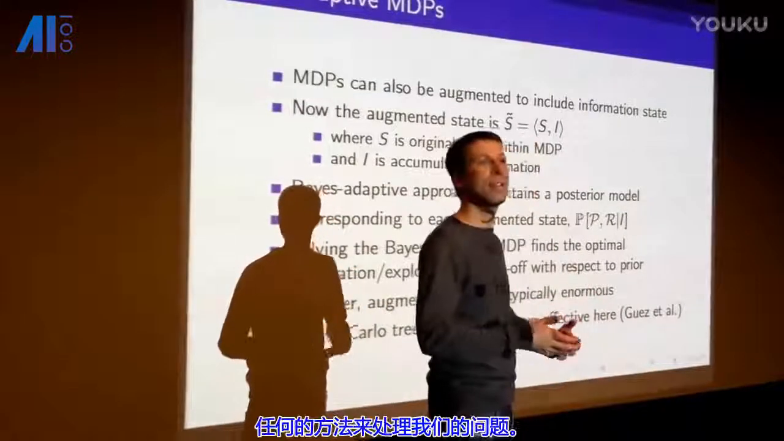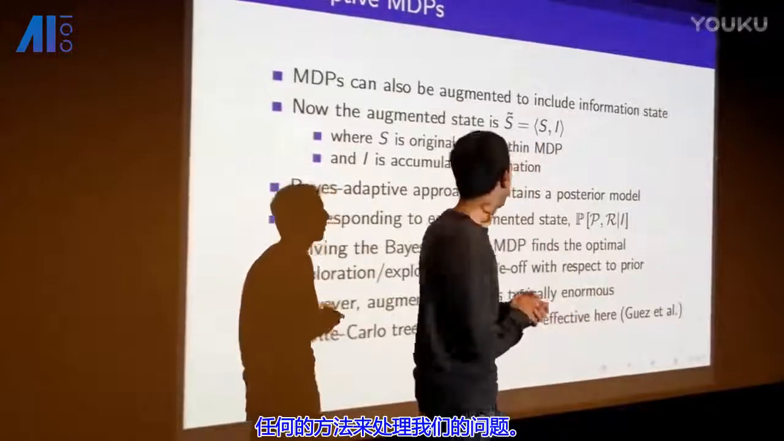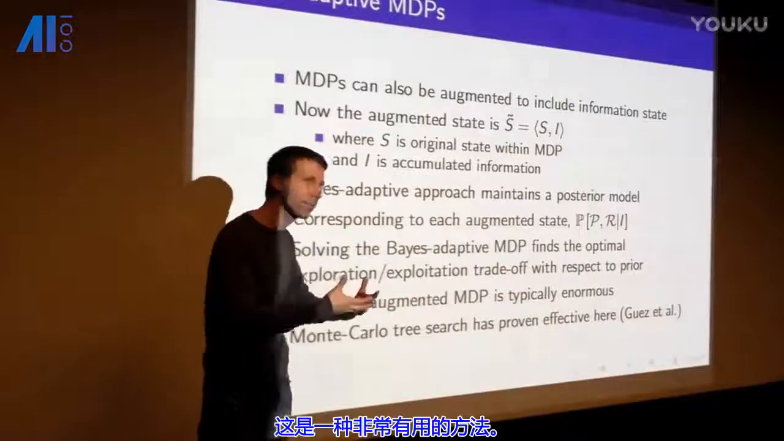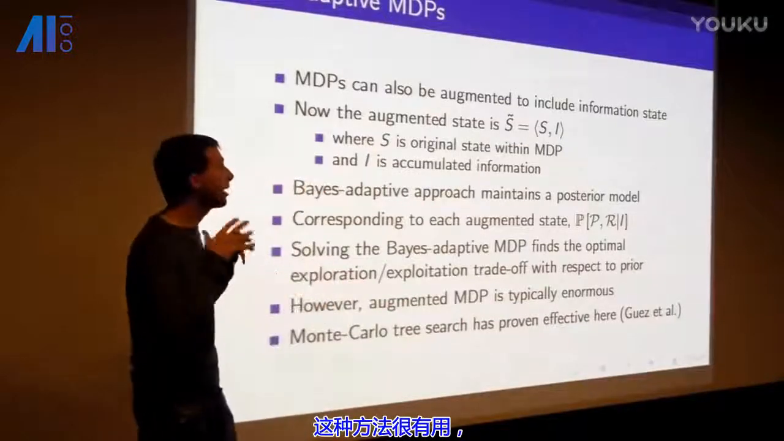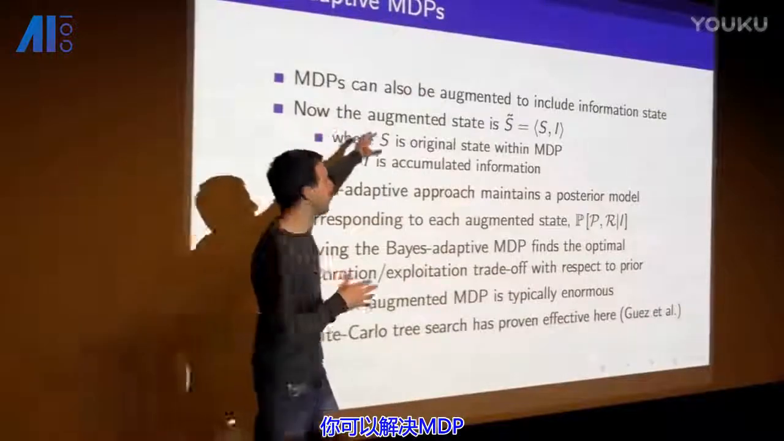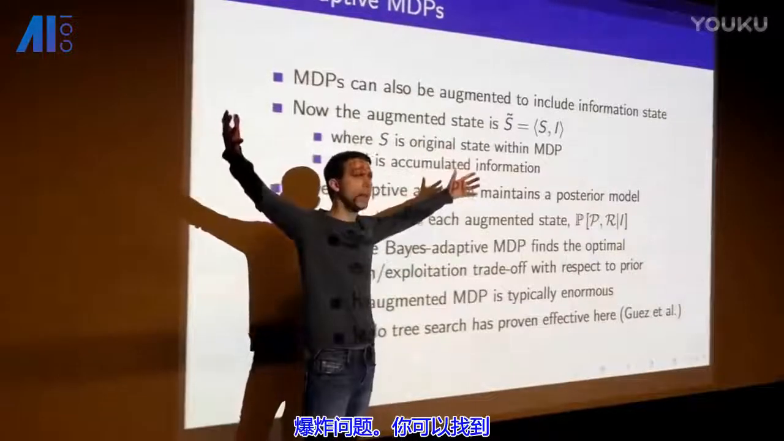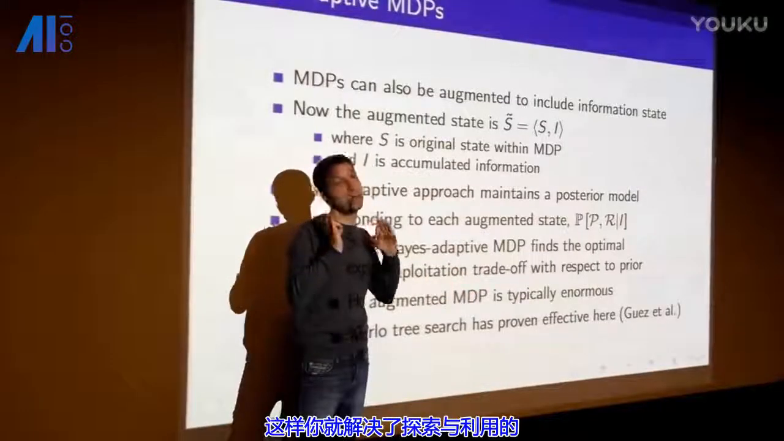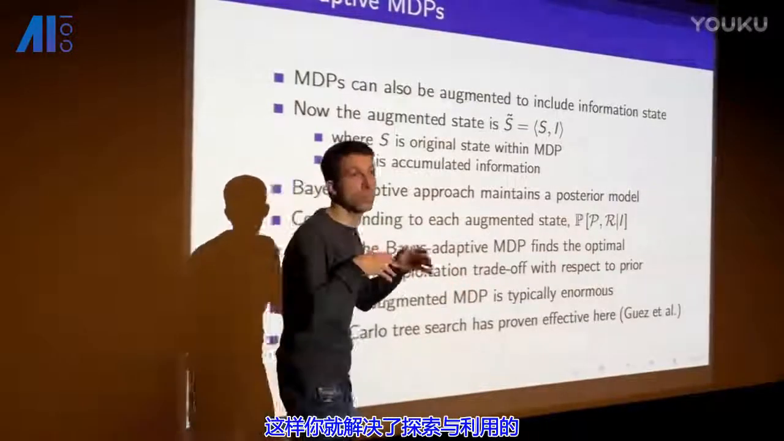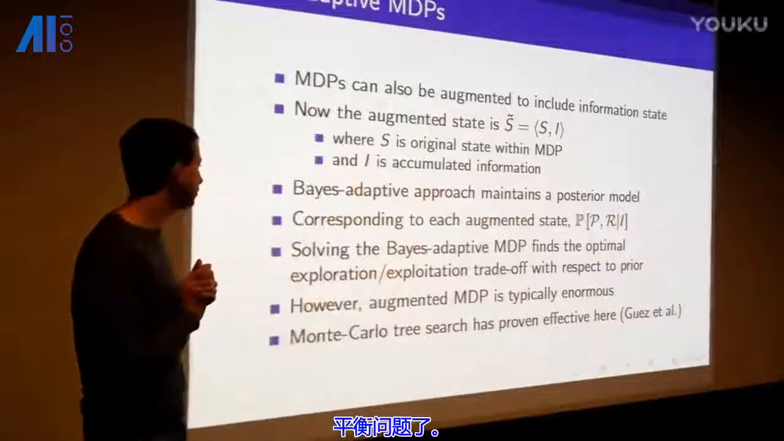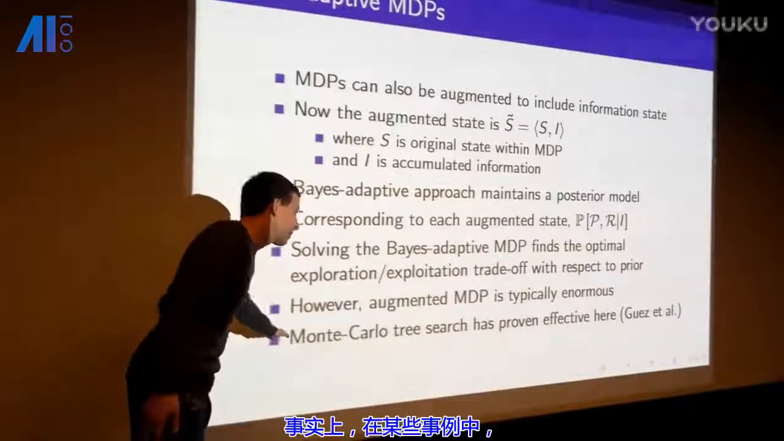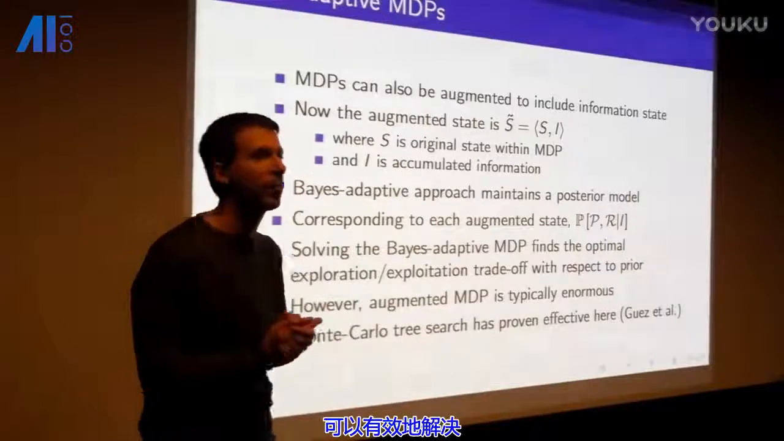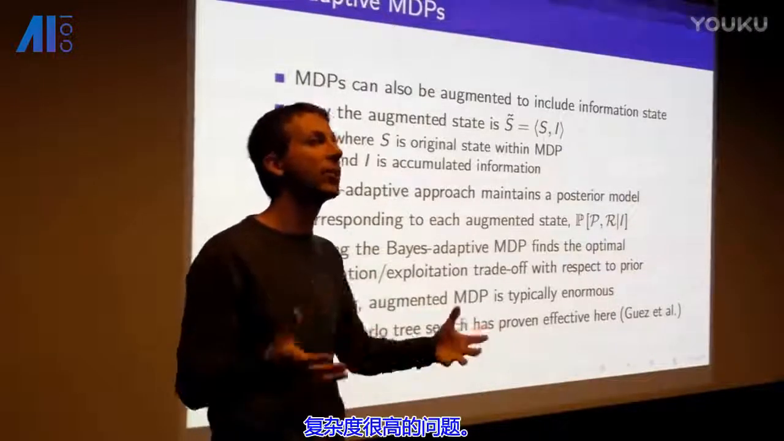You solve for that using whatever method you choose. For example, we can again use Monte Carlo tree search. That's a very effective approach that we tried. If you can solve this thing, it blows up to a very, very large MDP. But if you can approximate the solution to this MDP, you start to get the optimal trade-off between exploration and exploitation. So this actually has proven quite effective, at least in some cases of moderate complexity. It hasn't been scaled up to really challenging MDPs yet.